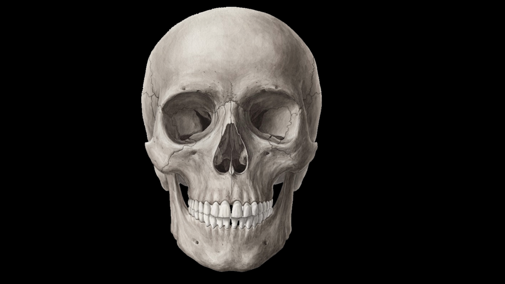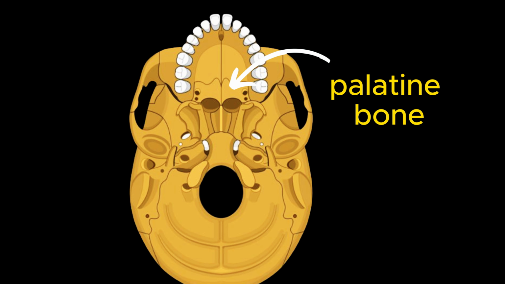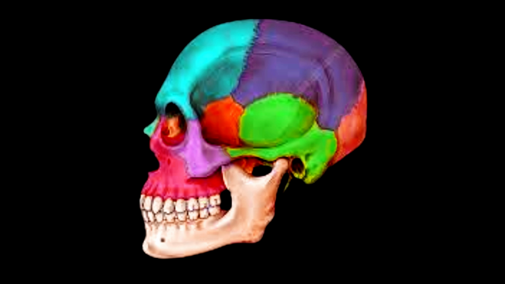There is a small suture-like line called the symphysis menti. The palatine bone has the horizontal plate and perpendicular plates. There are some important structures in the skull you should know.